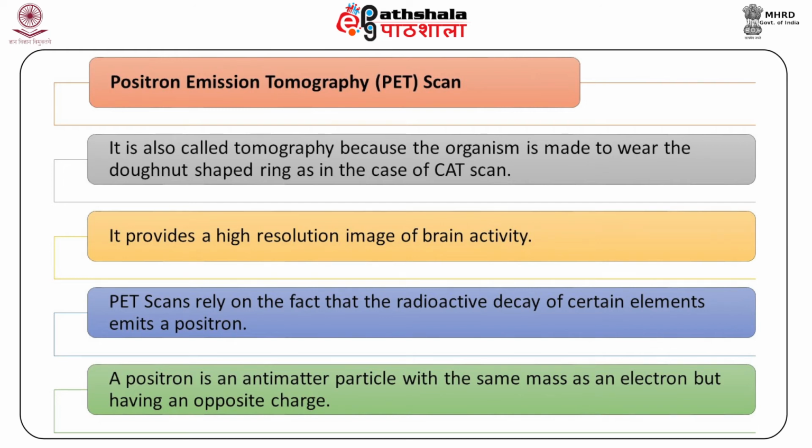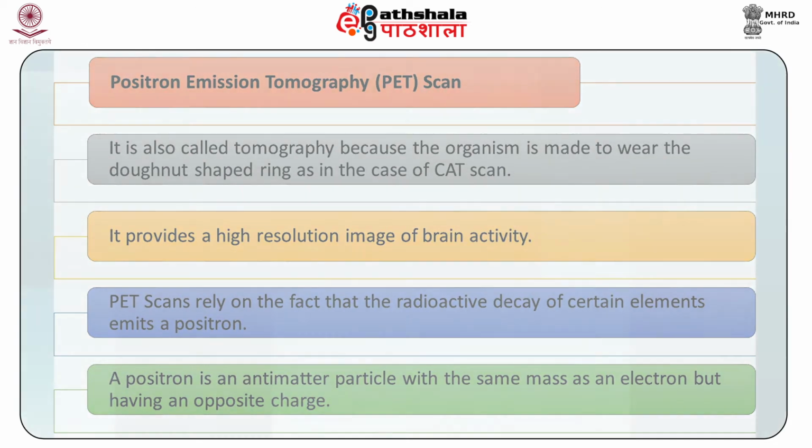It provides a higher resolution image of brain activity. PET scans rely on the fact that the radioactive decay of certain elements emits a positron. A positron is an antimatter particle with the same mass as an electron but having an opposite charge. The first step is to inject radioactive glucose or some other chemical in the bloodstream of the organism. It has a short life.